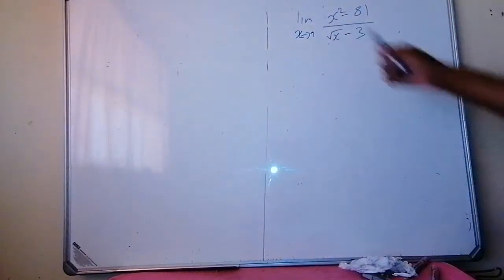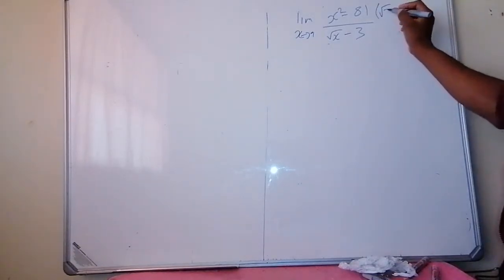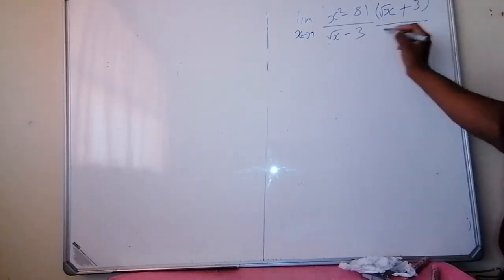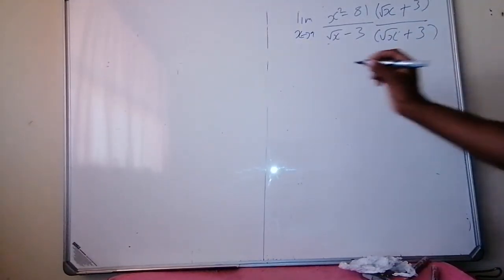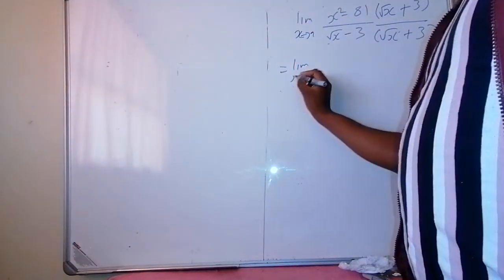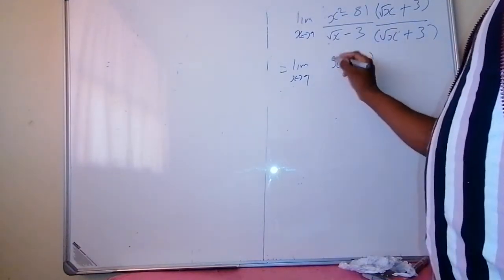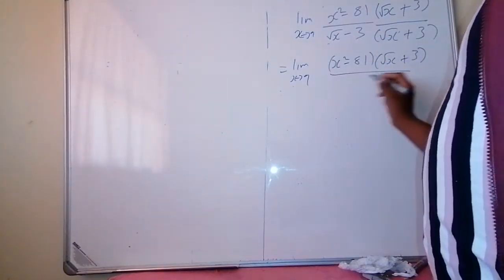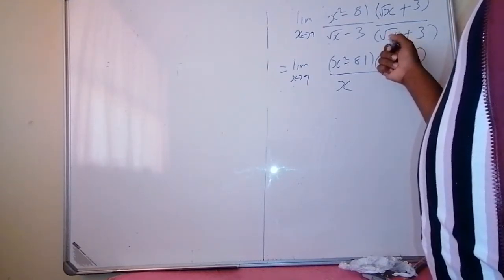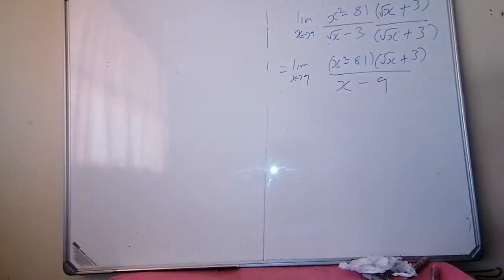Whenever you are given a square root, think about rationalizing the denominator or the numerator. The square root of x plus 3, square root of x plus 3. I'm trying to rationalize the denominator there. Limit as x approaches 9 of x squared minus 81 into square root of x plus 3. Square root of x times square root of x is just x. Then 3 times 3 is 9. So we can simplify this a bit further.